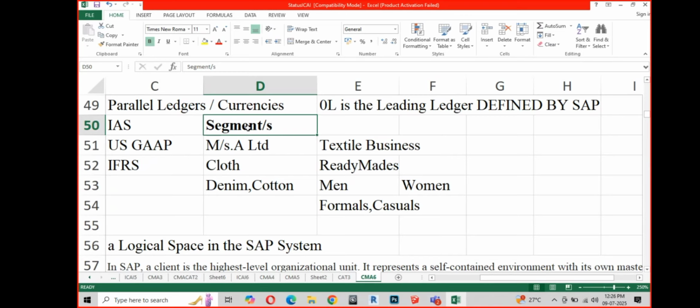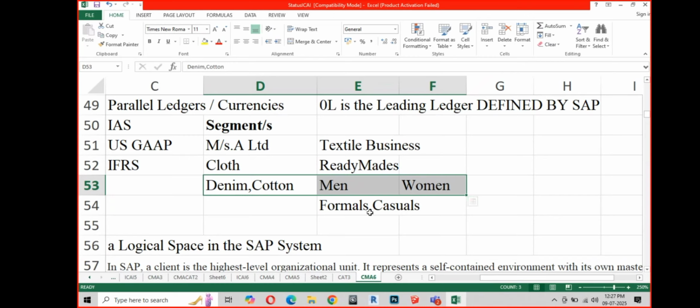So it depends on where I decide, as the owner of Messrs A Limited, at what level I want the information. Do I want it at this level? Or at this level? Or at this level? So I cut down the business and decide what the starting point is, from where I want to start the reporting.